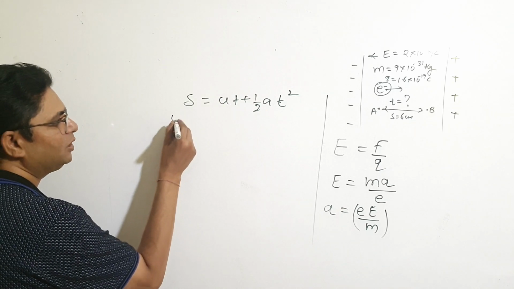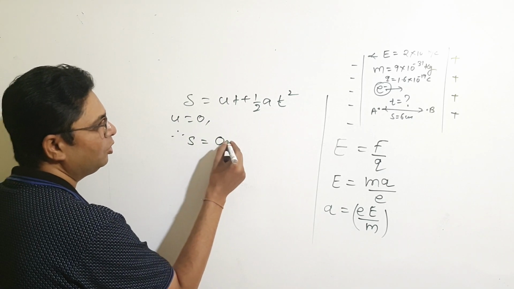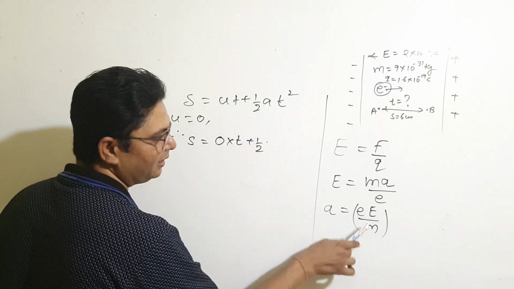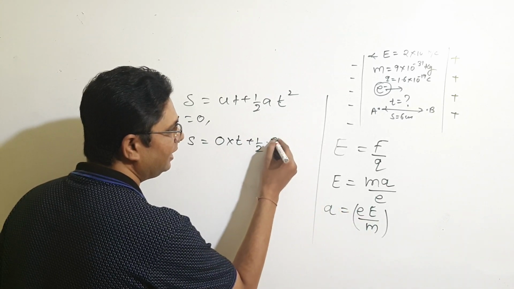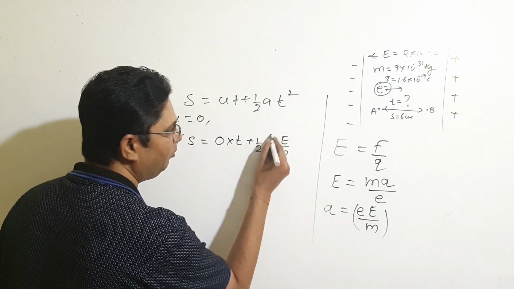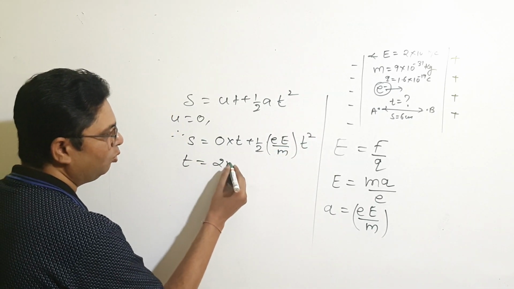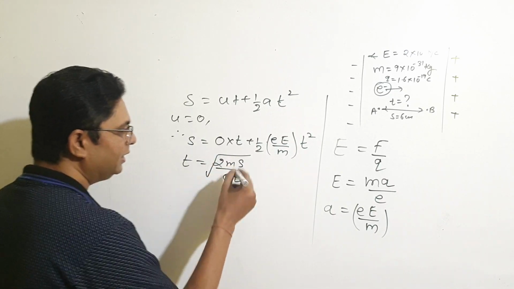So u is equal to 0. Therefore, s equals 0 into t plus half. At the place of a, write this eE upon m into t square. So you have t equals root of 2ms upon eE. So this is the equation.